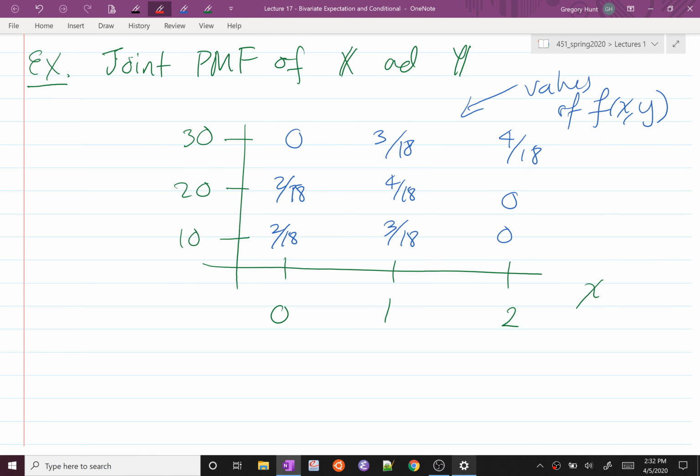And we can get the marginal distribution. So we can get the marginal of Y, or the marginal of X. And we write this in the margins. For the marginal of Y, we just sum over X.